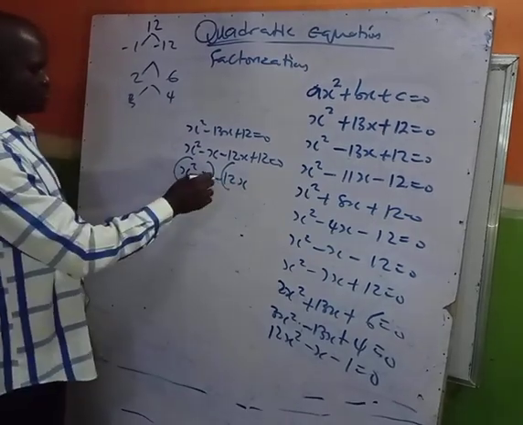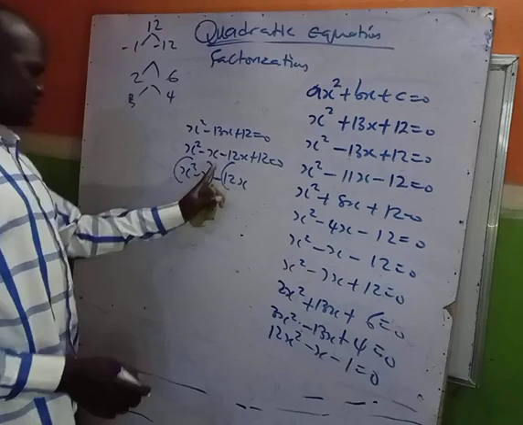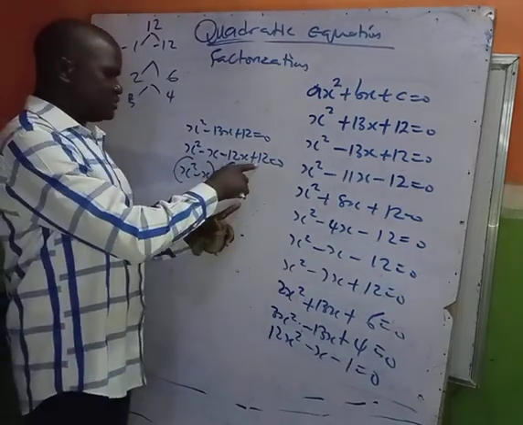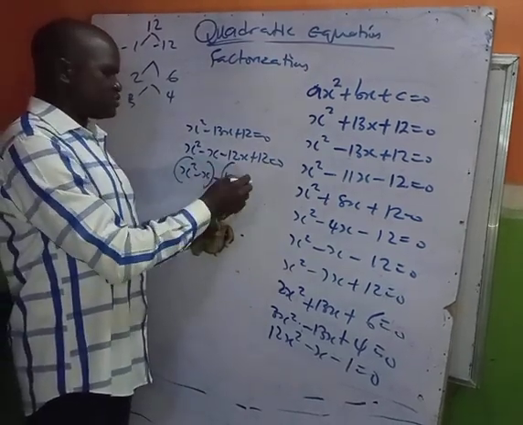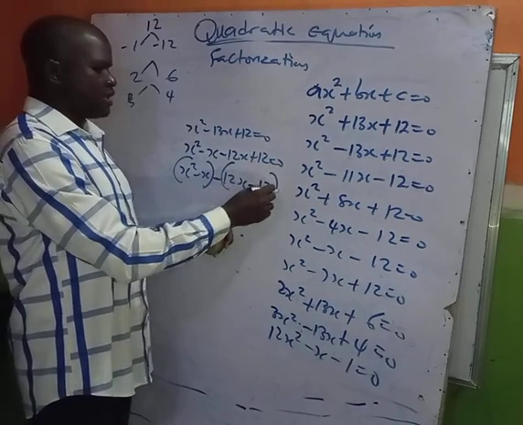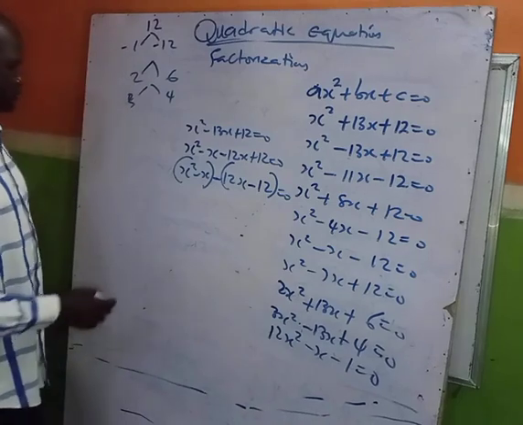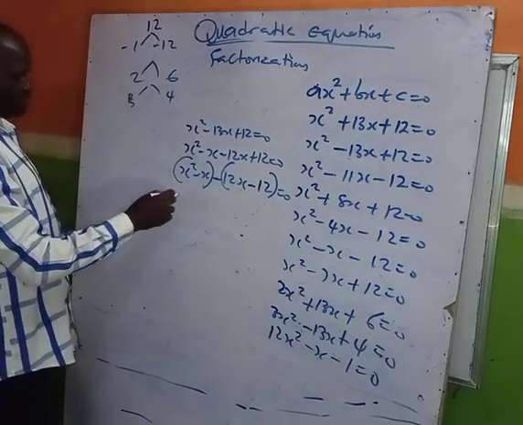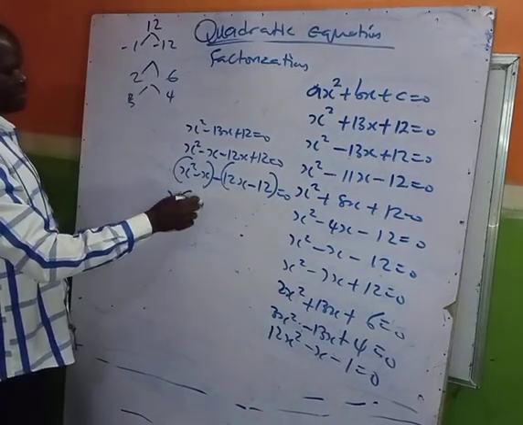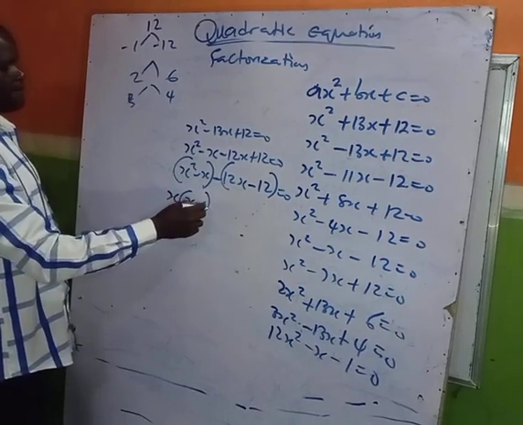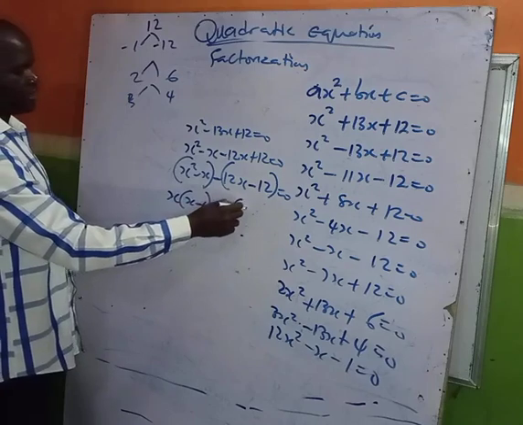12x. So you look at this one. When you are placing the bracket here, the sign here will change. So you have minus times plus, so you have minus 12 equal to 0. So here is what? You have x minus 1. So you have 12 times x minus 1.